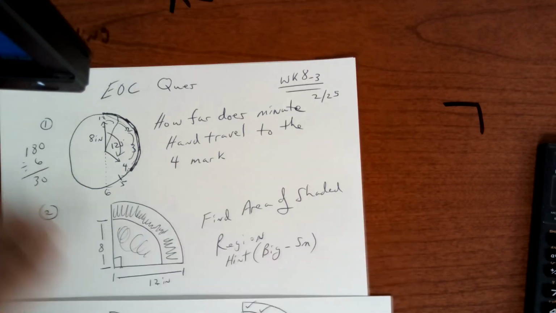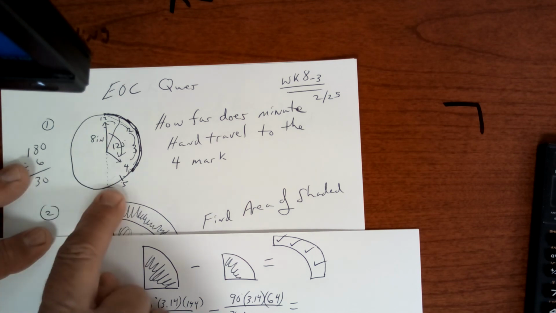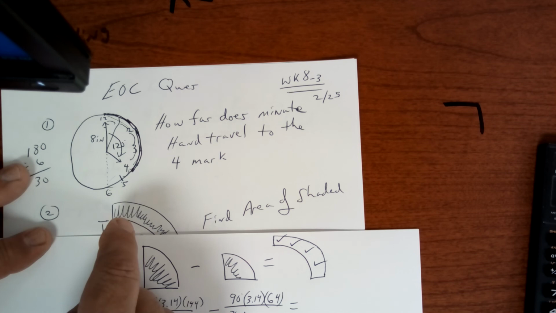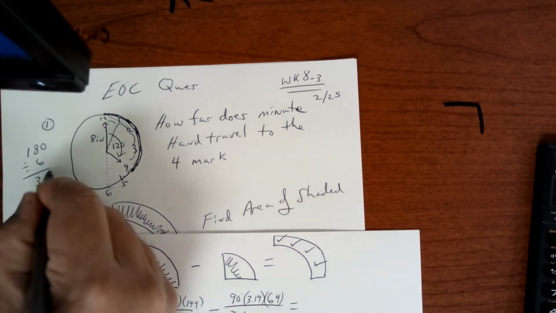Again, the trick is you got to figure out the angle. And half a circle is 180, and this is divided into 6 of them. So 180 divided by 6 gives you 30 degrees for each tick mark.